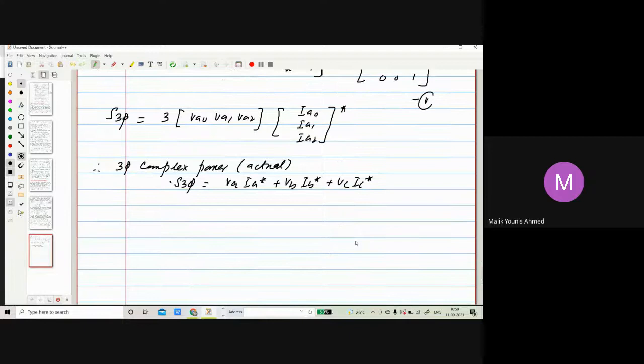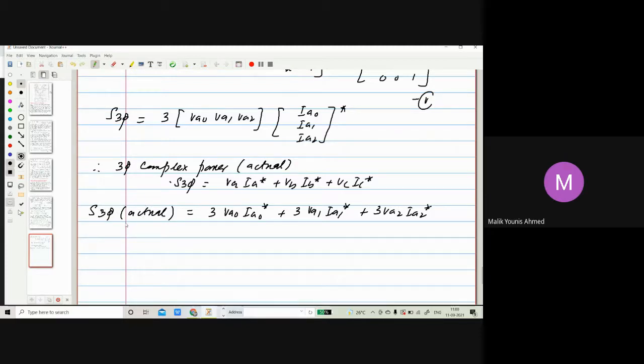So if we have to write the three-phase actual power in terms of symmetrical components, it is V naught I naught conjugate plus V1 I1 conjugate plus V2 I2 conjugate. So this is in actual values.